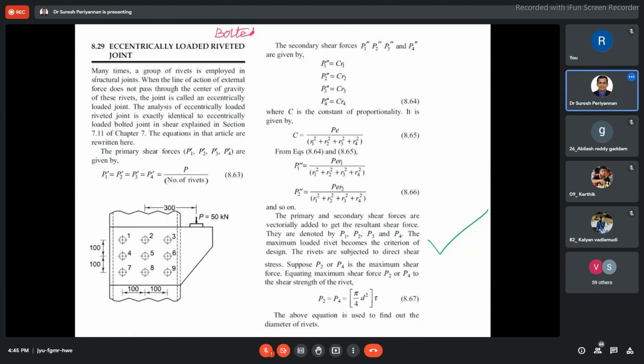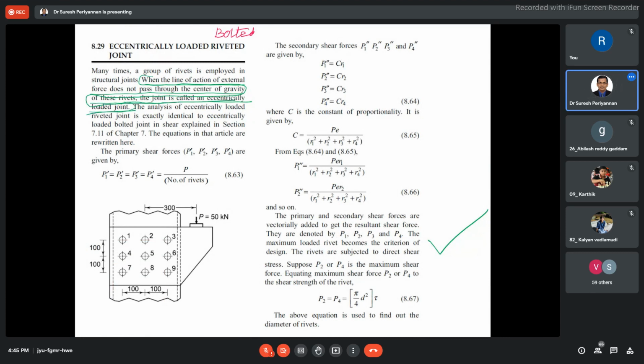When the line of action of the external force doesn't pass through the center of gravity, the joint is called an eccentrically loaded joint. This is similar to what we discussed, the eccentrically loaded bolted joint, the threaded and bolted joint. The same thing only.